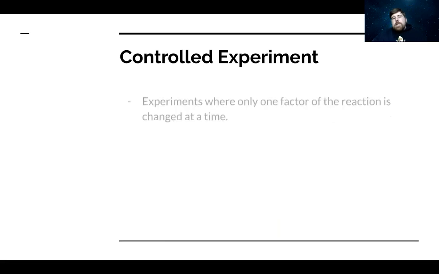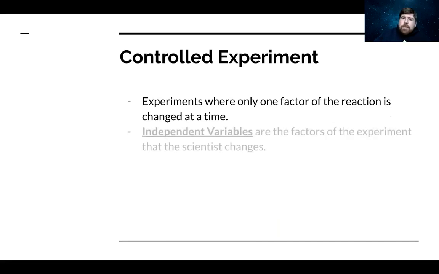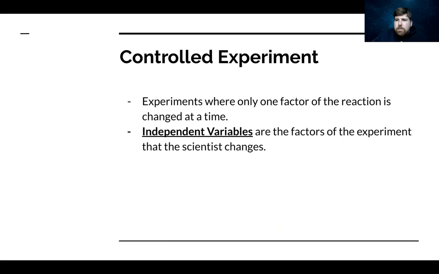So after we have proposed our hypothesis, we move on to a controlled experiment. Once again, a controlled experiment is an experiment where only one factor of the reaction is changed at a time. Only one variable is changed at a time. Now, there's a couple vocab words that are associated with controlled experiments, which you might already be comfortable with, but it's good to review these things. The independent variable is the factor of the experiment that the scientists change. It's the one that you change.